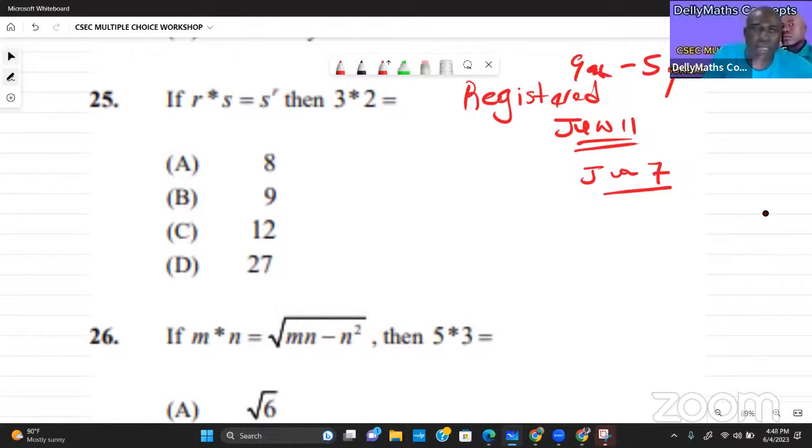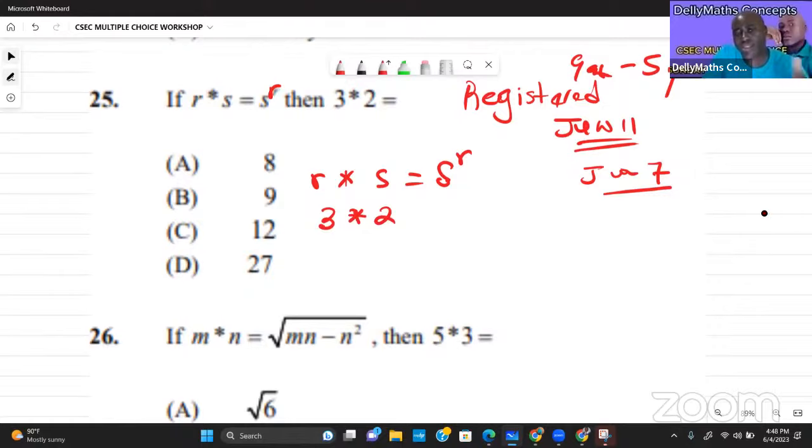All right, let's go to this. It says if R asterisk S is, I think this is S raised to the R. So if R asterisk S is S raised to the R, then 3 asterisk 2. So they have R asterisk S, and R asterisk S is S to the R.